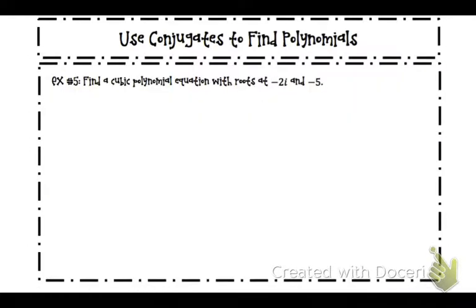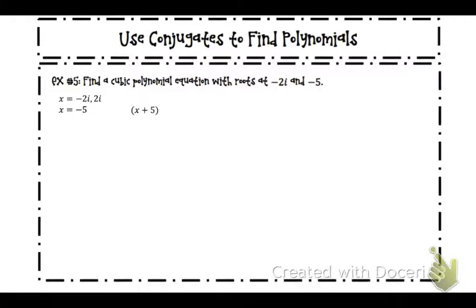Alright? So find a cubic polynomial with roots -2i and 5i. So it's cubic. Again, that means we have 3 roots. We're only given 2, we have to find the other one. It's 2i. We were given -2i, so you have to have the positive in there also.